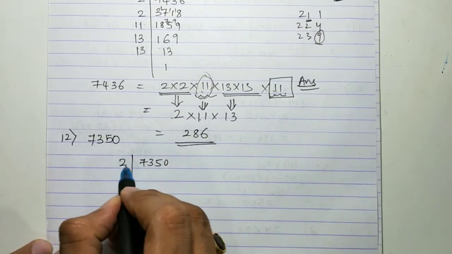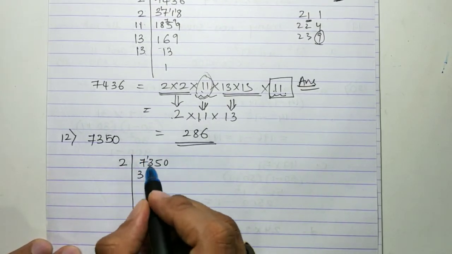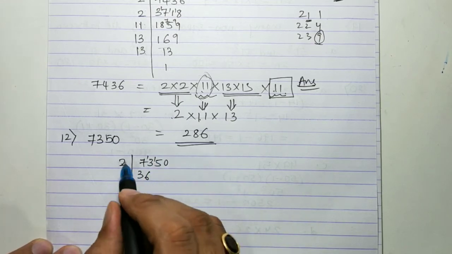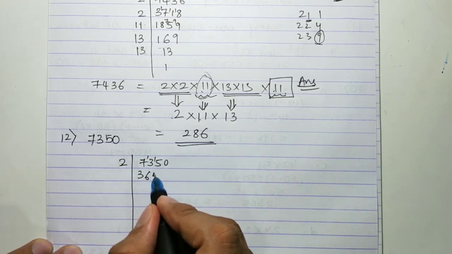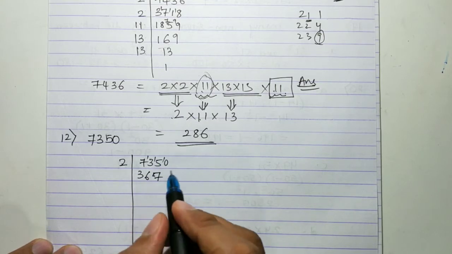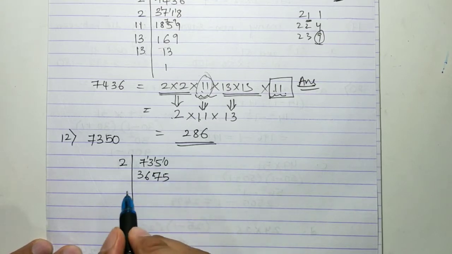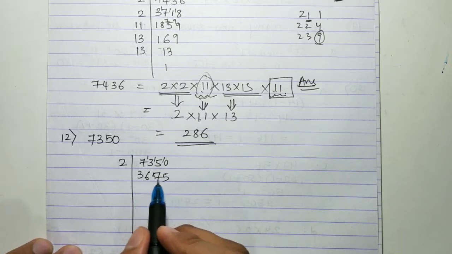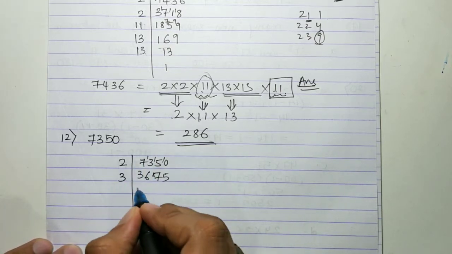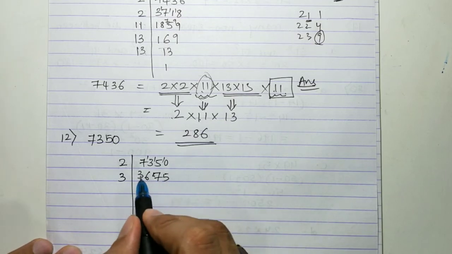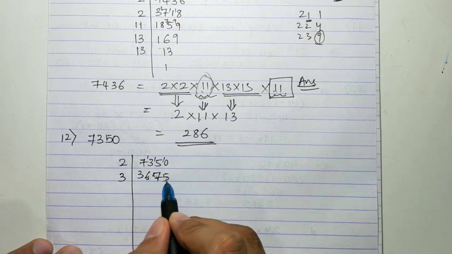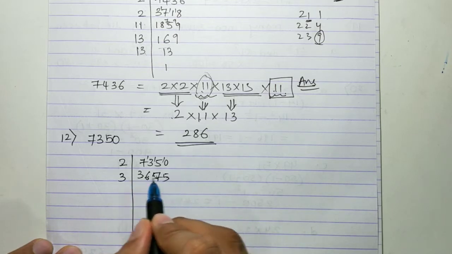Okay, so 2 3s are 6, 1 will carry. 2 6s are 12, 1 will carry. 2 7s are 14, 1 will carry. 2 5s are 10. Now this number is divisible by 3. How do I know that the number is divisible by 3? Add the digits. 3 plus 6 is 9, 9 plus 7 is 16, 16 plus 5 is 21. So it is divisible by 3, 21.